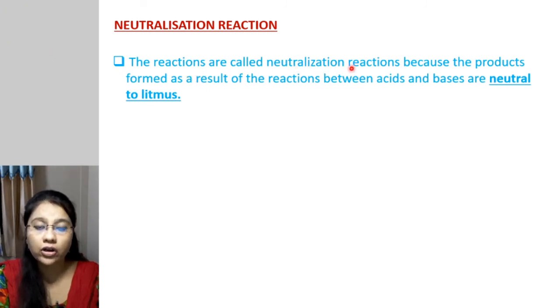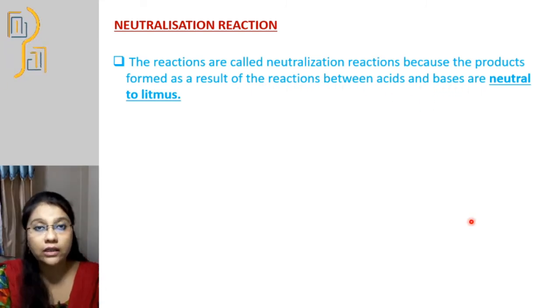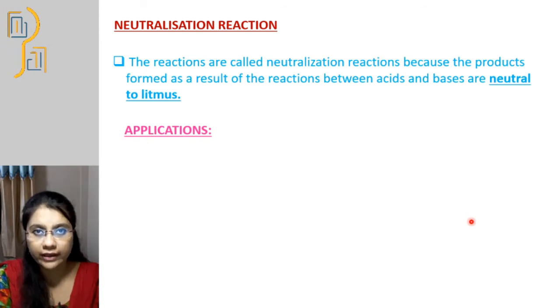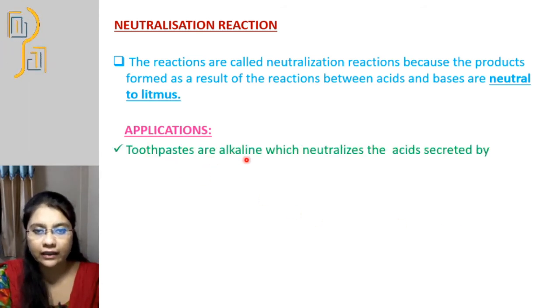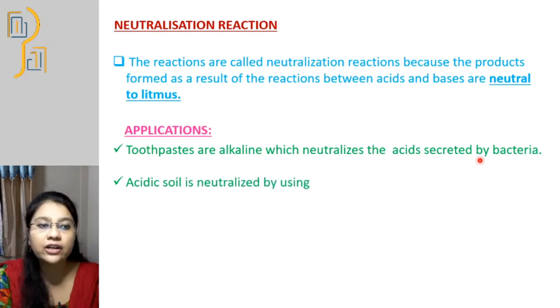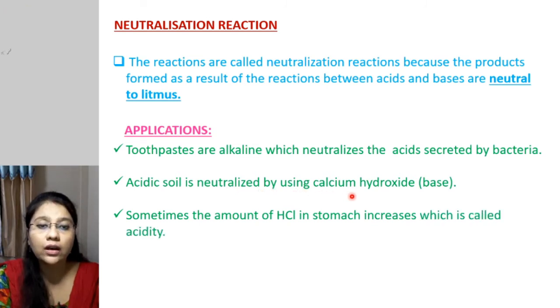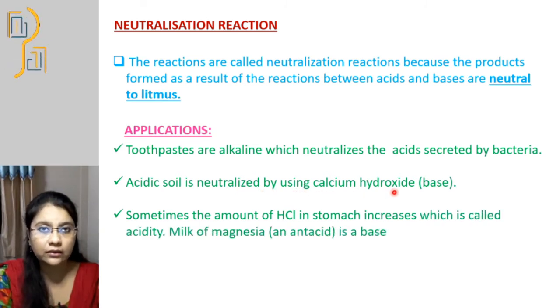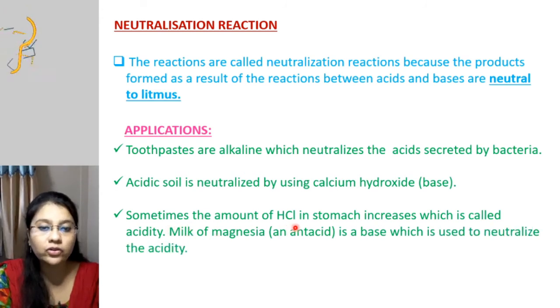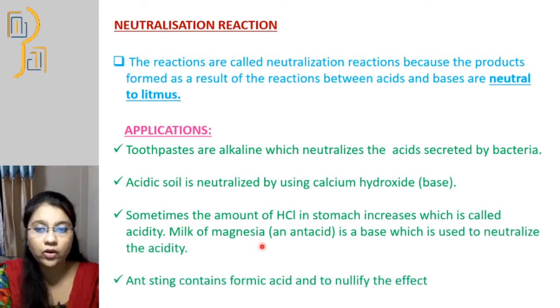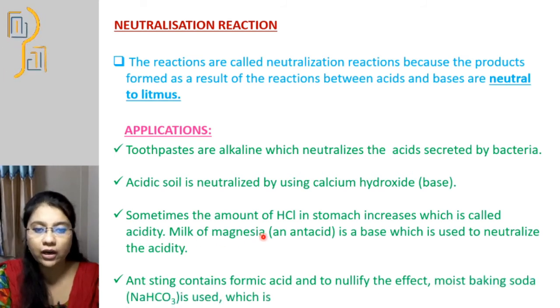The reactions are called neutralization reactions because the products formed as a result of these reactions between acids and bases are neutral to litmus. This neutralization reaction has a lot of applications in our daily life. For example, toothpastes are alkaline, which neutralizes the acids secreted by bacteria. The acidic soil is neutralized by using calcium hydroxide, which is a base. Moreover, sometimes the amount of HCl in stomach increases, which is called acidity. The milk of magnesia, which is an antacid, is taken to neutralize the acidity.